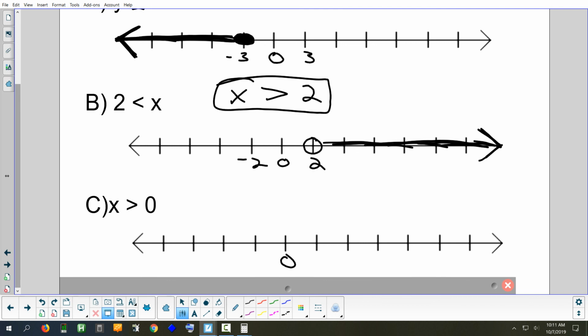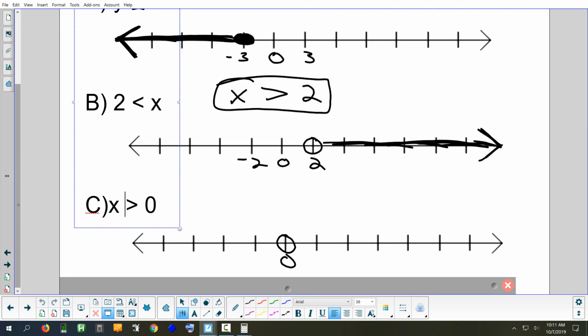Now, what kind of circle this time? Stephen? Open where? On 0. And because this was set up the way you want, it was pointing to the right. So you shade to the right. X is greater than 0. So you're shading all the numbers. Greater means bigger. Everything bigger than 0. And it doesn't have to be perfect. I mean, that's fine. I get the idea. Any questions on that one?